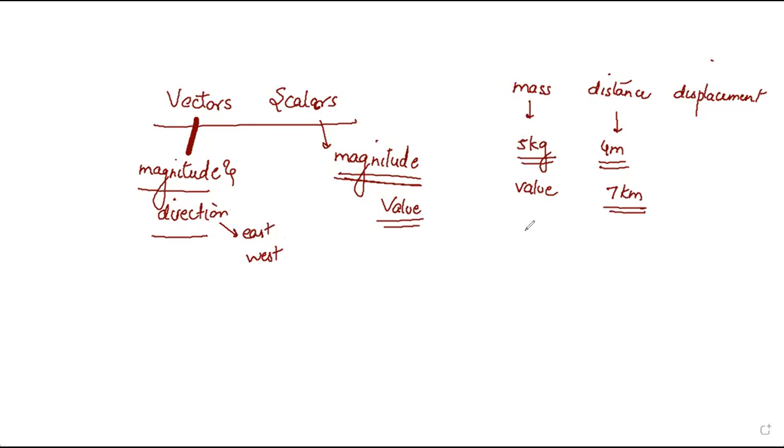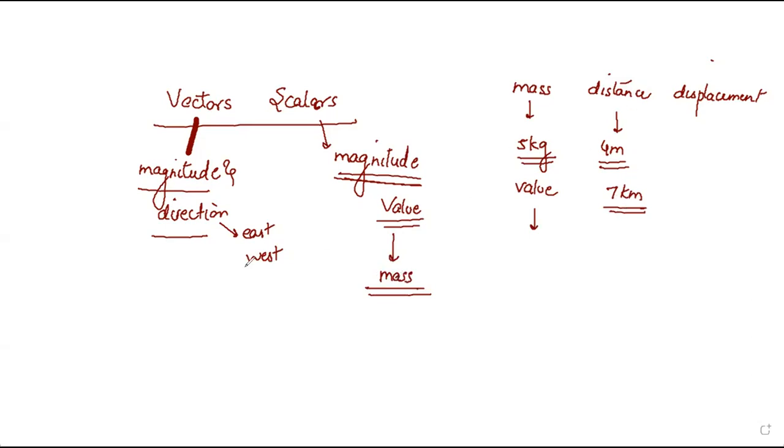If I talk about the mass, I cannot say that my weight is 5 kg downwards, 5 kg upwards, left side, east, west. Obviously, we never specify direction for that. And this is the reason that mass is categorized as a scalar quantity.